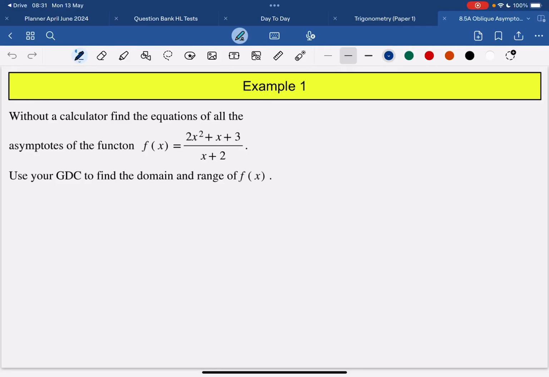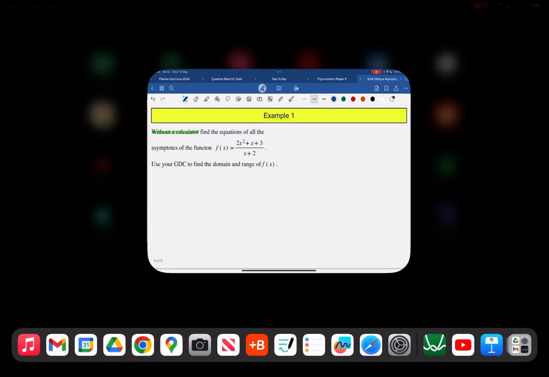This video is about finding oblique, or slant, or diagonal asymptotes. So I'm going to cheat slightly, because if you pause it and read, it says without a calculator, find the equations of the asymptotes. But what I'd like to do, just for the very first one, is to get an idea of what this function looks like. So I'm going to graph this on Desmos.